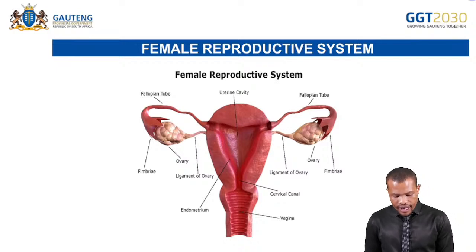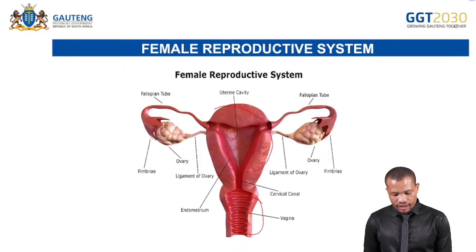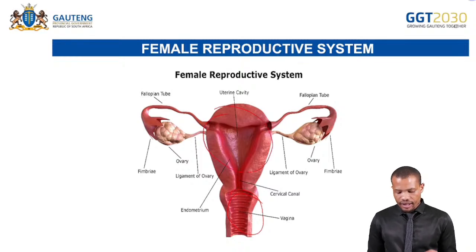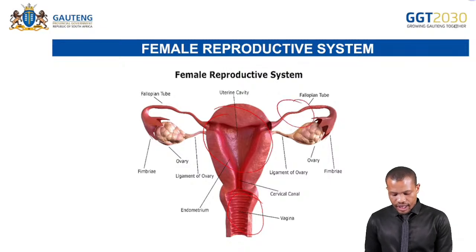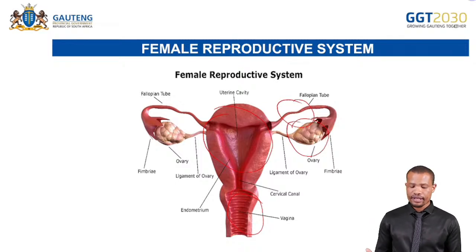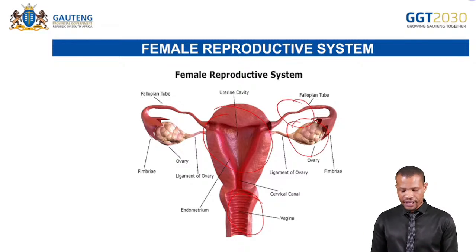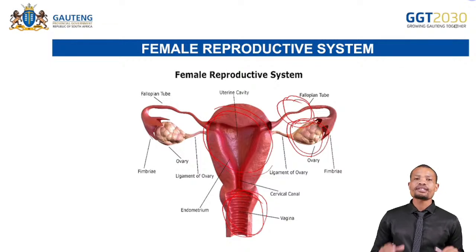Right, so here we have the vagina, this area over here. Then we have the uterus. Then we have the fallopian tubes. Then we have the ovaries. Okay, so that's basically the female reproductive system. Let's repeat the parts. This is the vagina. This is the uterus. Those are the fallopian tubes. And these are the ovaries. Right, so let's look into what do each of these components do.